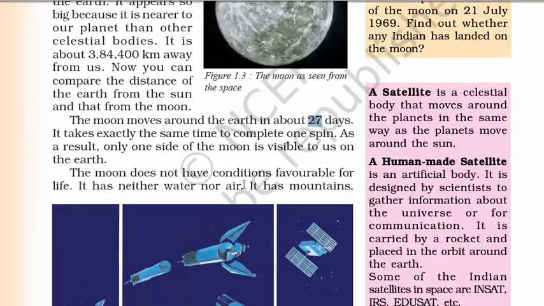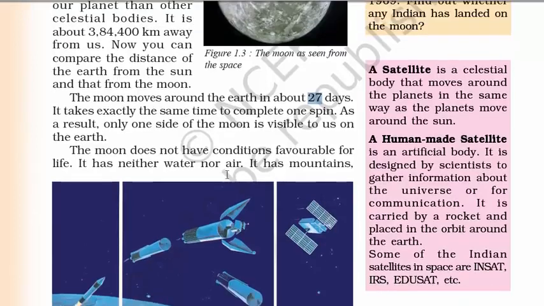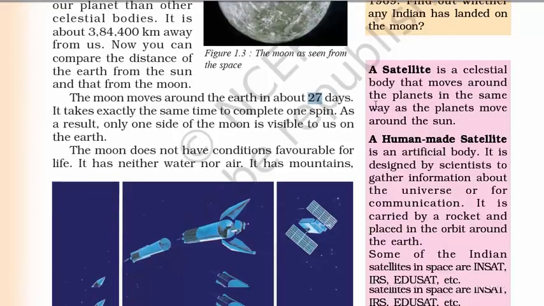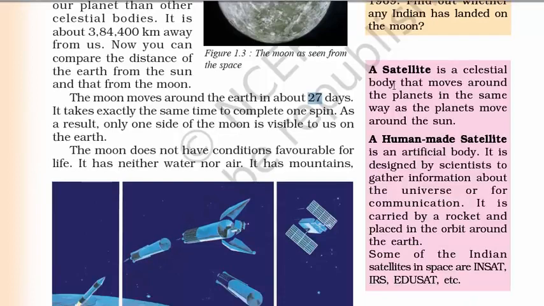The Moon does not have conditions favorable for life. It has neither water nor air. It has mountains. Remember this. Moon doesn't have water or air. It has mountains. Okay, so let's just read on the right side of the page a few facts and trivia.